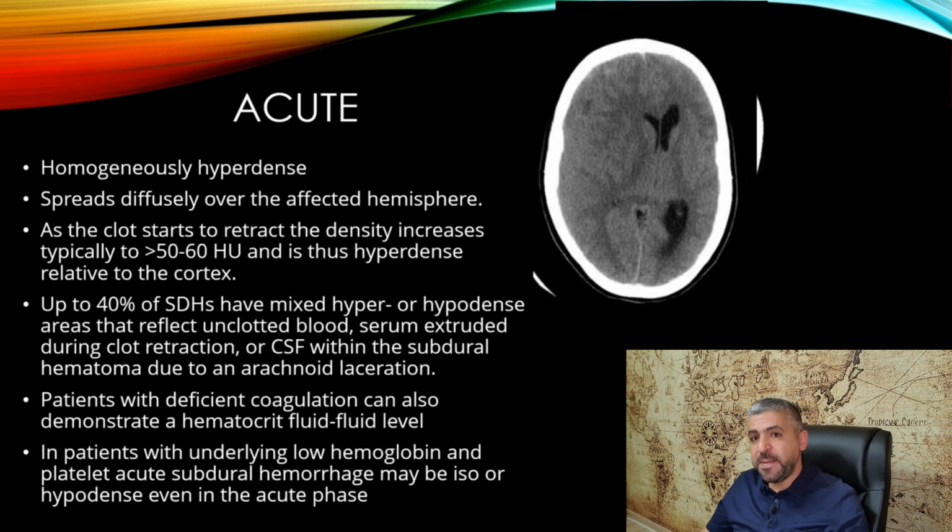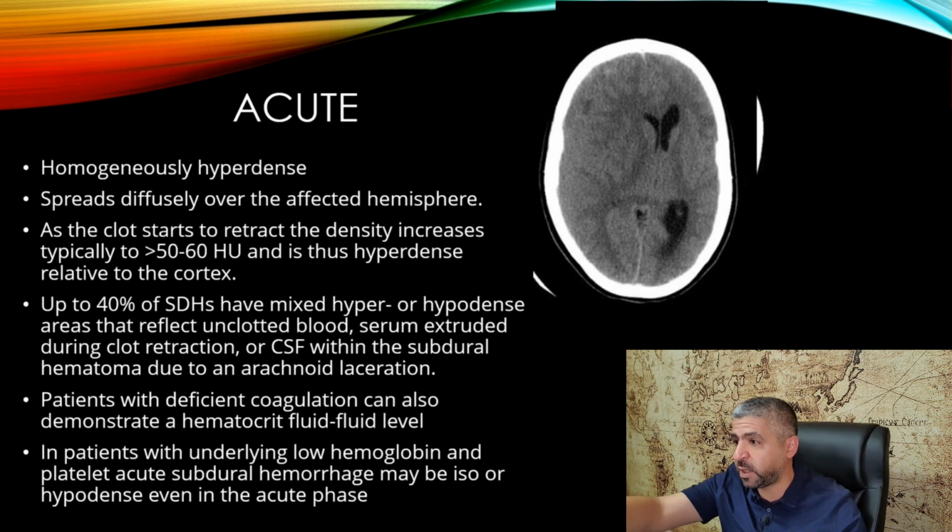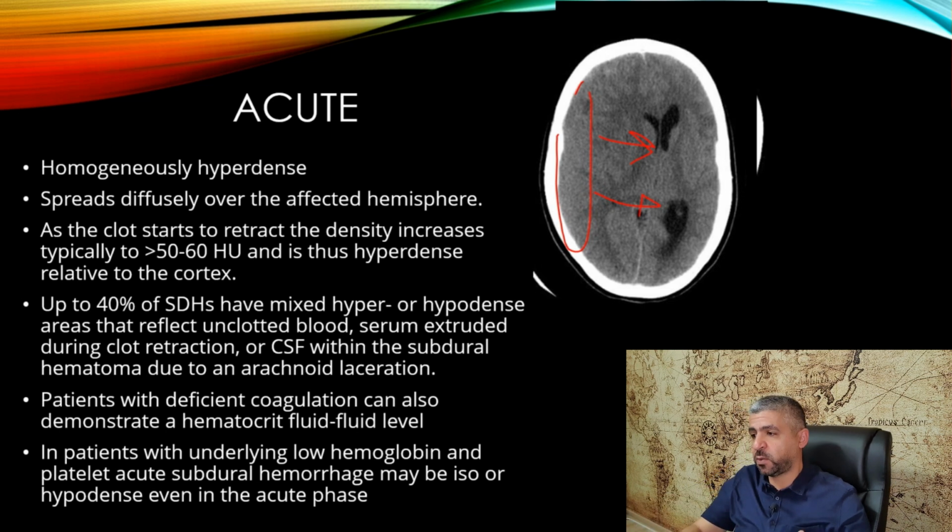If the patient is anemic to start with, an acute hematoma will be really isodense. You can see here, you cannot even see the hematoma, you just see the mass effect. It's pushing the ventricle to the other side and it's causing mass effect, and you need a very hard window to see the hematoma.